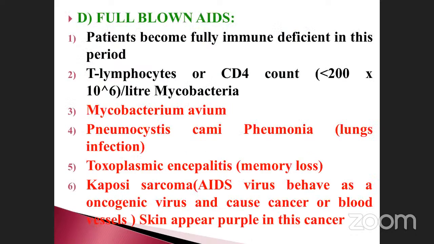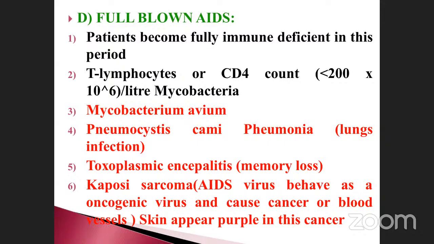And then full-blown AIDS. The person is completely occupied and suffering by the HIV. If it is 100%, what will happen? What will be the symptoms of the person? The patient becomes fully immune deficient in this period. This is the first symptom.